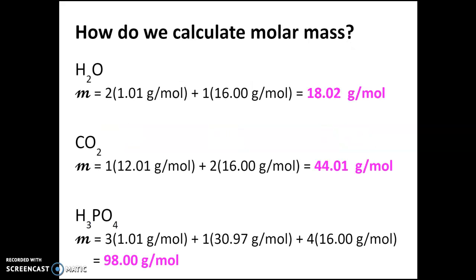So the molar mass of water, there's 2 hydrogens, so molar mass of hydrogen times 2 plus molar mass of 1 oxygen gives us 18.02 grams per mole. For carbon dioxide, 1 carbon is 12.01 plus 2 oxygens, so 2 times 16. Add that together, you get 44.01 grams per mole. And finally, for phosphoric acid, we have 3 hydrogens plus a phosphorus plus 4 oxygens. And when we multiply that out and add it up, we get 98 grams per mole.